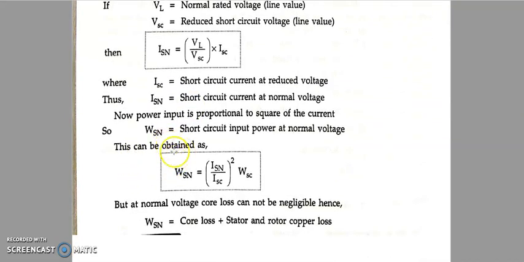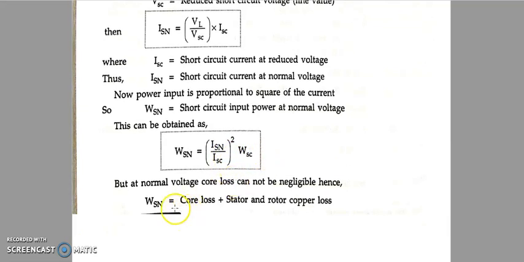And finally, WSN you can calculate by this: (ISN by ISC) whole square into WSC. This is the direct formula. Just remember, WSN is the core loss plus stator and rotor copper loss. WSN is also called the short circuit input power at normal voltage, because we calculate WSC at the reduced voltage, but WSN is the short circuit input power at the normal voltage.